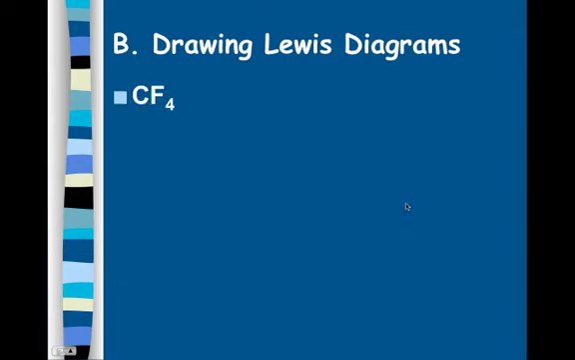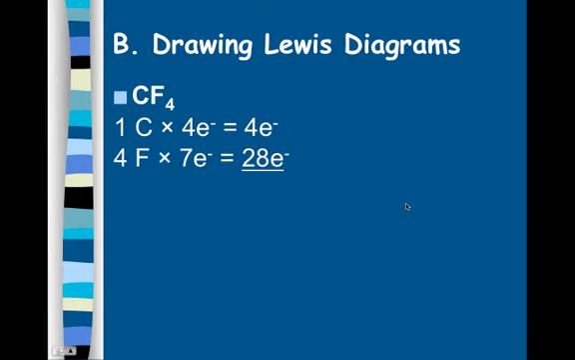Let's look at carbon tetrafluoride, CF4. The first thing we need to do is determine the number of valence electrons. Carbon is in group 14. We should remember that group 14 has 4 valence electrons. We have 1 carbon atom, so we have 4 valence electrons. We have 4 fluorine atoms. If you remember, fluorine is in group 17, so fluorine has 7 valence electrons. Then we add these together and get a total of 32 valence electrons.